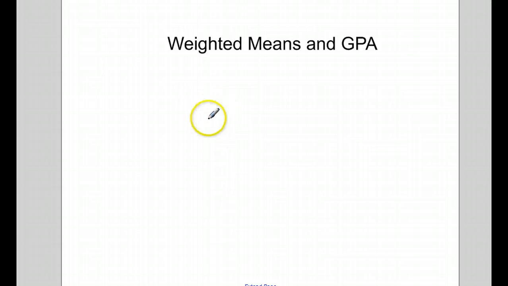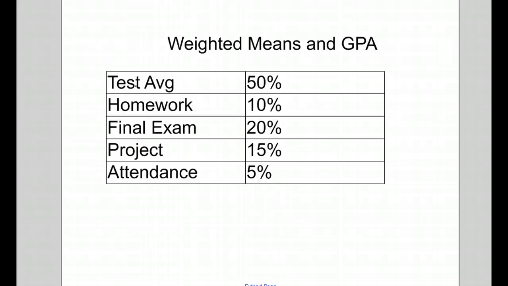Alright, weighted means. So a weighted mean, let's say you have something similar to this. Let's say this is your grade breakdown for a class you're taking. Let's say on this first test you made, or your test average, you made an 83.2. And then let's say for your homework you had a 96.1 average. Your final exam you made a 79. Your project you made a 92, and your attendance grade was 100.